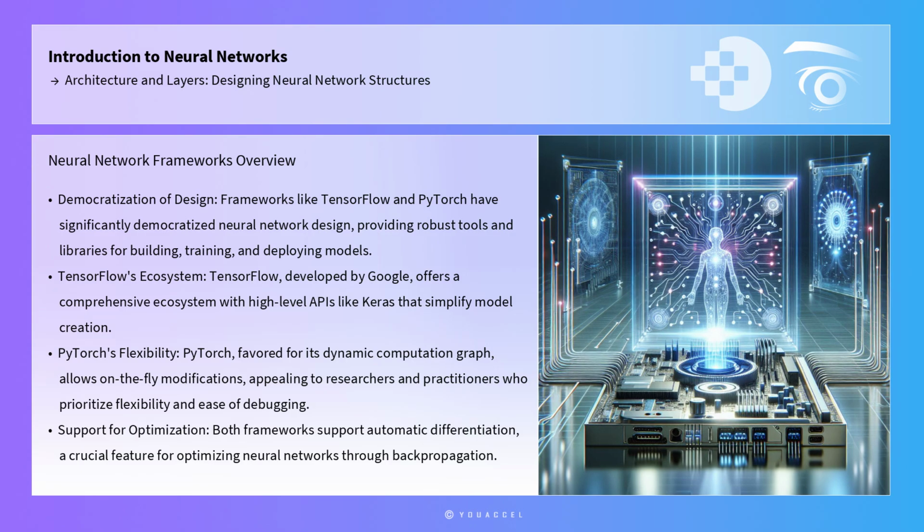Frameworks like TensorFlow and PyTorch have significantly democratized neural network design, providing robust tools and libraries for building, training, and deploying models. TensorFlow, developed by Google, offers a comprehensive ecosystem with high-level APIs like Keras that simplify model creation. Its flexible architecture supports both CPUs and GPUs, making it ideal for large-scale deployments. PyTorch, favored for its dynamic computation graph, allows on-the-fly modifications, appealing to researchers and practitioners who prioritize flexibility and ease of debugging. Both frameworks support automatic differentiation, a crucial feature for optimizing neural networks through backpropagation.